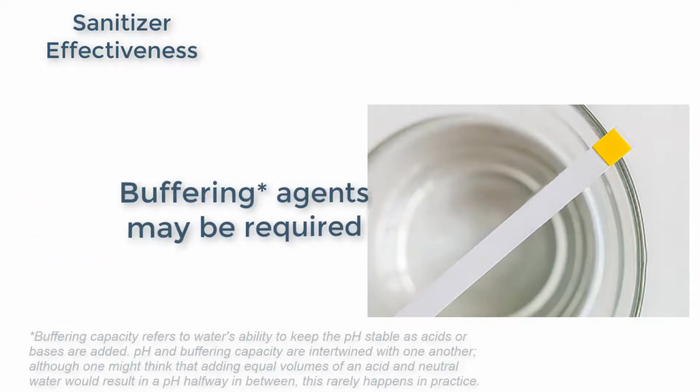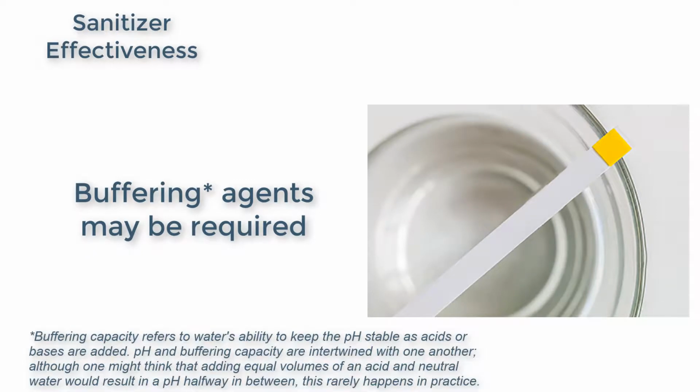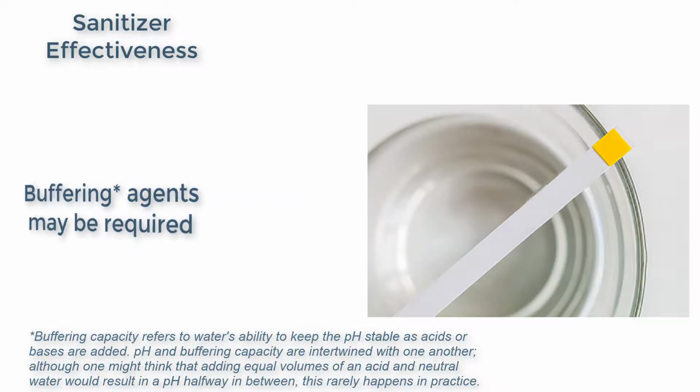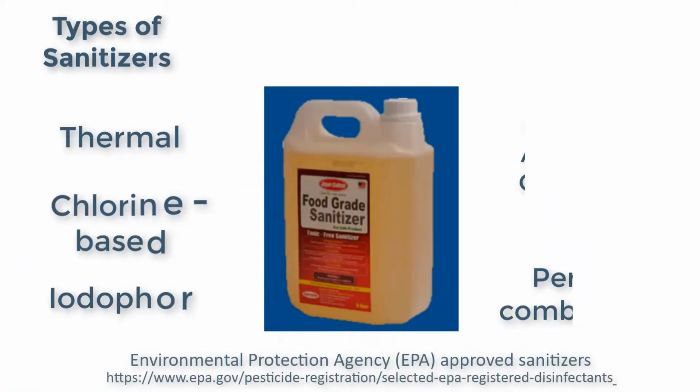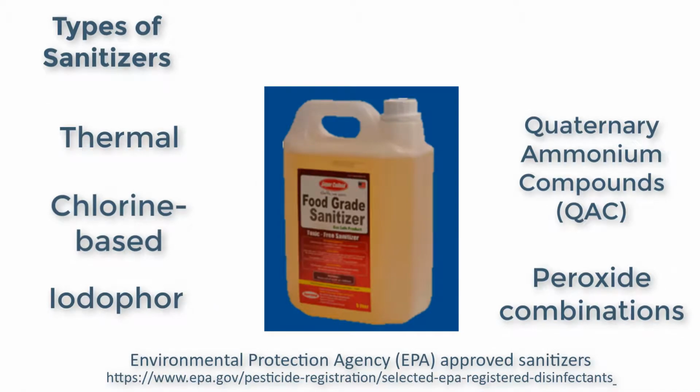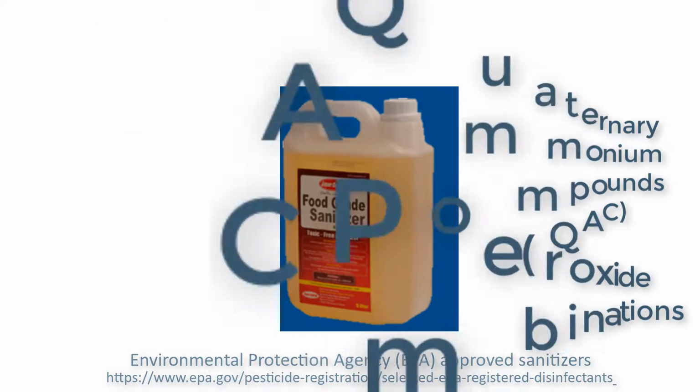Additionally, water that is highly alkaline or highly acidic may require the addition of buffering agents to make some sanitizers more effective, like chlorine-based sanitizers and iodophores, which are iodine-based sanitizers. Some of the most common types of sanitizers include thermal, chlorine-based, iodophore, quaternary ammonium compounds, and peroxide combinations.